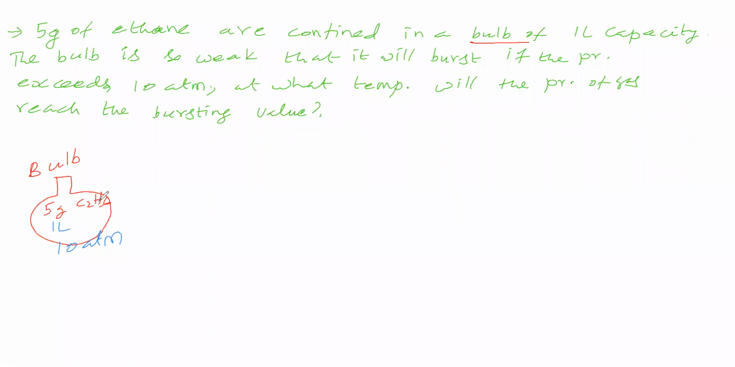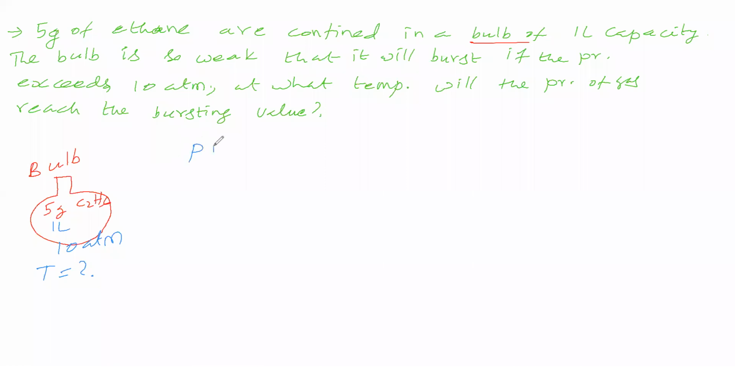The bulb will burst. It will break. At what temperature will the pressure of the gas reach the bursting value? So what is the temperature? This bulb can hold the gas till the pressure is 10 atmosphere. If pressure exceeds 10 atmosphere, it will burst. So 10 atmosphere we have taken.